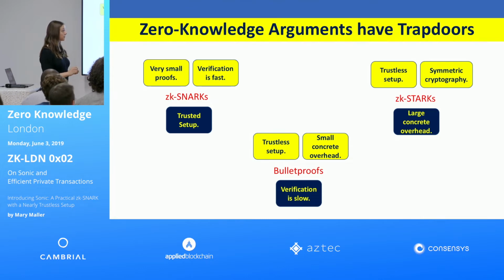Then you have STARKs, which again have trustless setup. These also have good asymptotics in terms of proof size and verifier time, and they use symmetric key cryptography, which means that their provers are faster than things that are using asymmetric cryptography. But they do end up having a large concrete overhead. So sure, the prover would be great if you were trying to prove something with an absolutely huge number of constraints. But it would have to be huge before the asymptotics would take effect. If you're just proving something smaller, then you probably wouldn't want to pay this overhead.